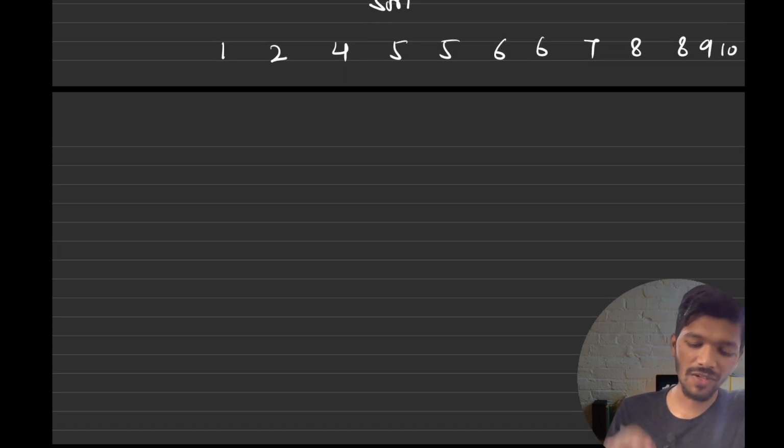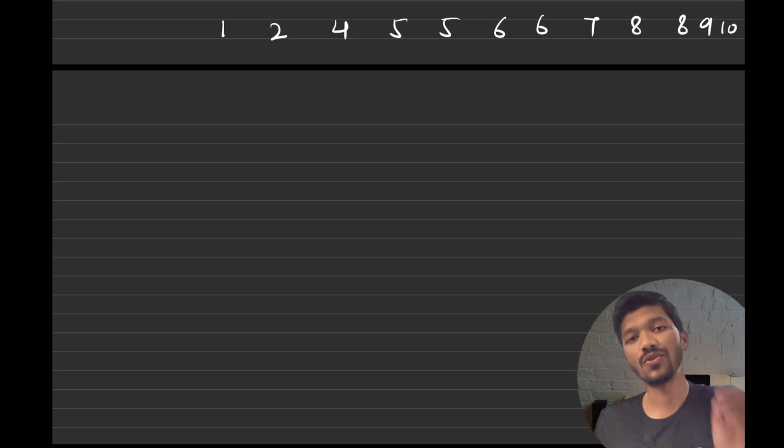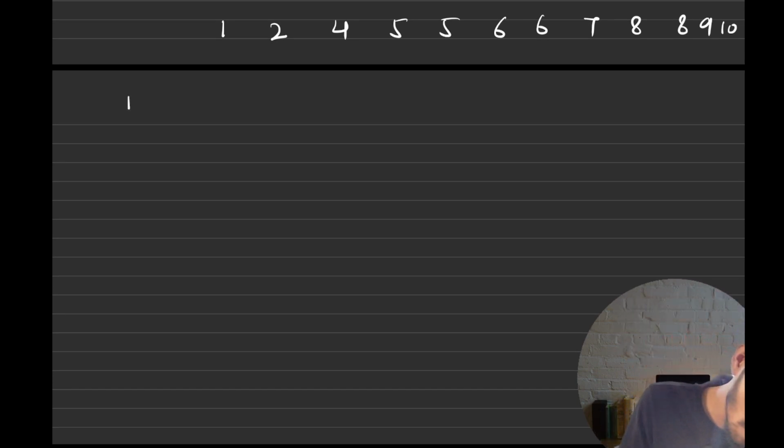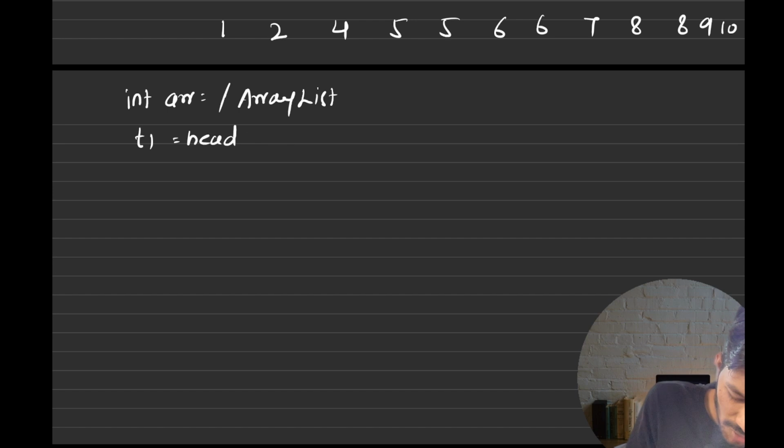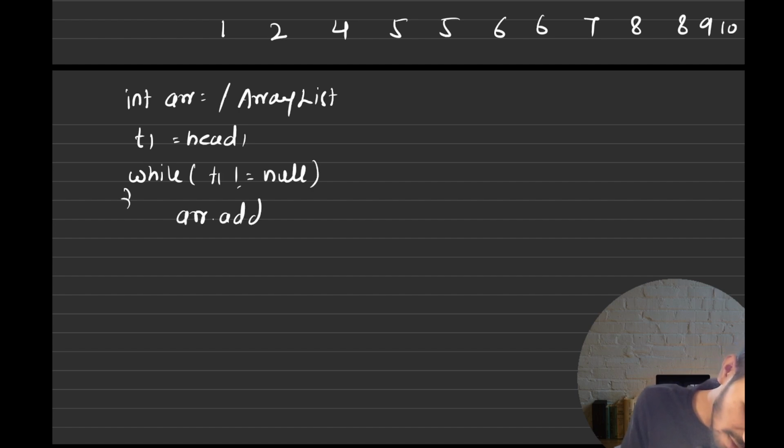So if you try to write the pseudocode for this, how does it look? We can simply maintain an array called ARR, or you can also maintain an array list. I have kept the pointer temp1 pointing to head1. Keep traversing temp1 till it reaches null, and inside your array add the data, temp1.data. You can simply add the data and move ahead. Let temp1 go to the next node.